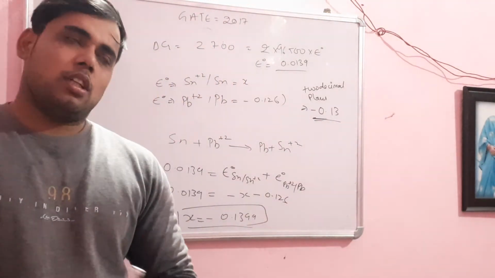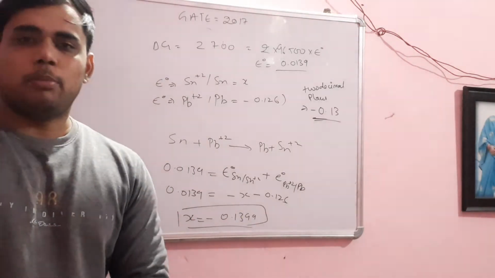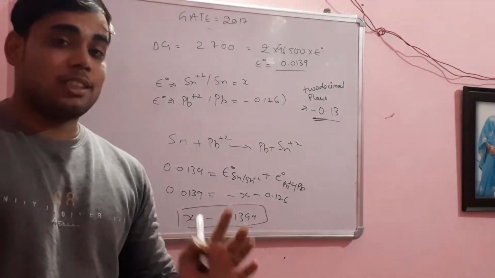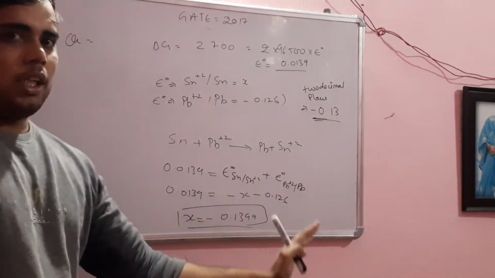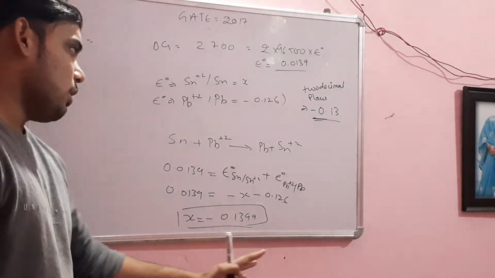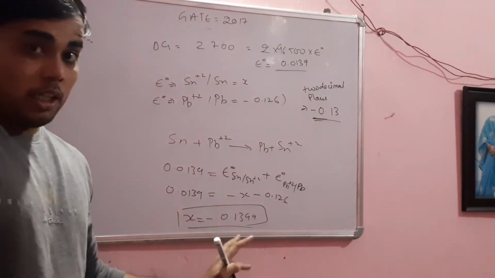Please remember, in every NAT type question, it is mentioned up to how many decimal places you have to write the answer. So you have to fill accordingly. So do not miss this, okay? And do not miss the negative sign also.